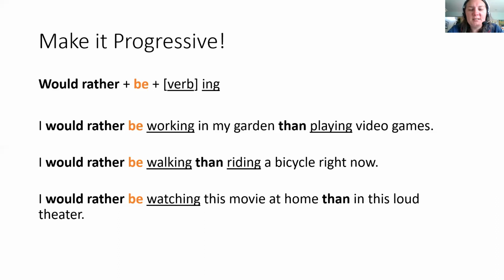I'd rather be watching this movie at home than in this loud theater. Maybe normally I love being at the movie theater, but right now, just not into it. I'd rather be at home. So we change it into progressive. We take the would rather construction and we just use our verbs with the progressive. That's using to be plus your verb plus ing. You can totally do that.